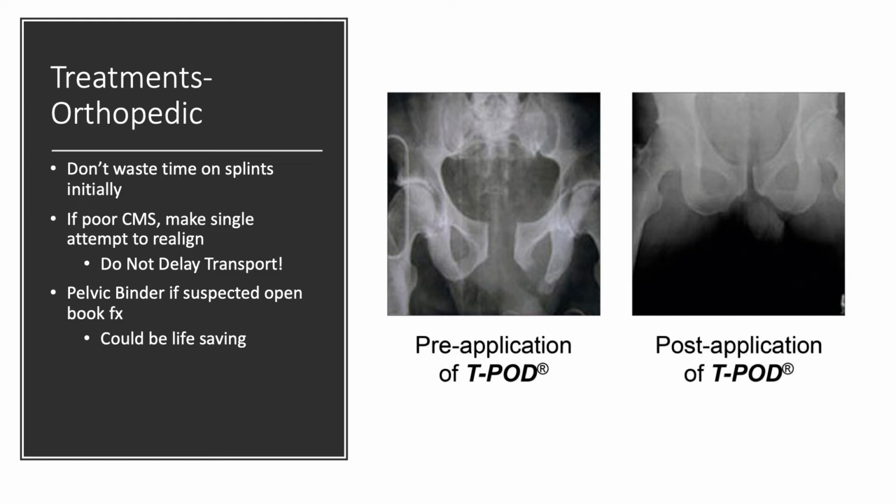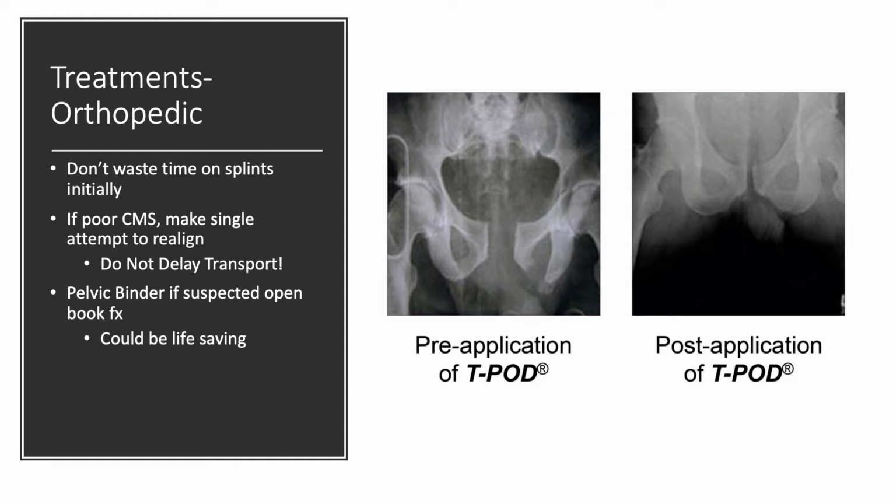Now, if you've got them back to the casualty collection point and you have poor CMS to a distal limb, you can make a single attempt to realign it. However, once again, with all things we talk about, don't delay transport on any of these victims. Get them in the ambulance, get them moving.